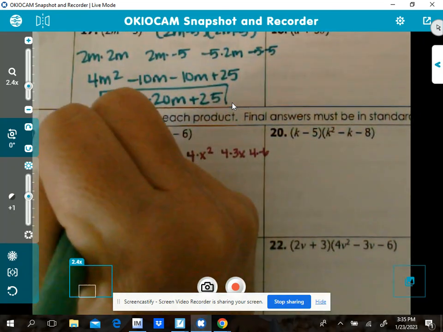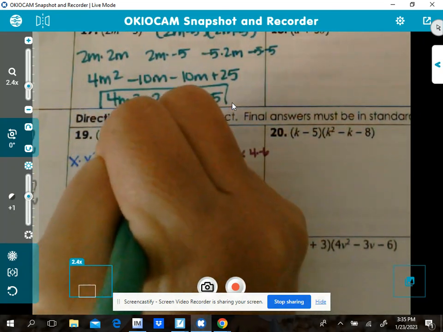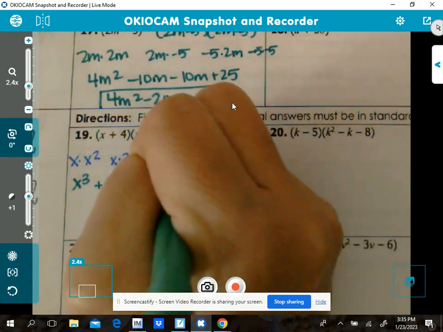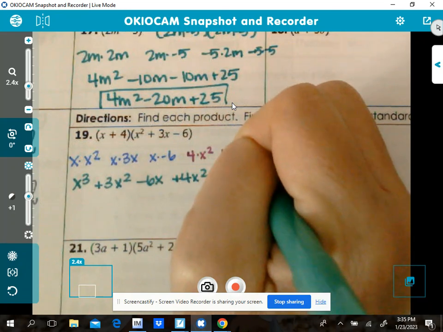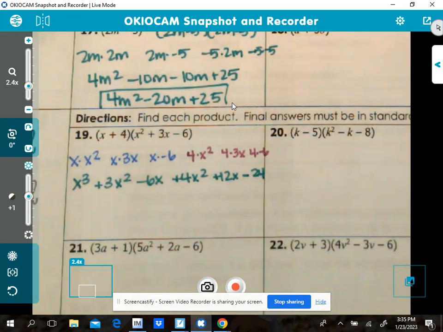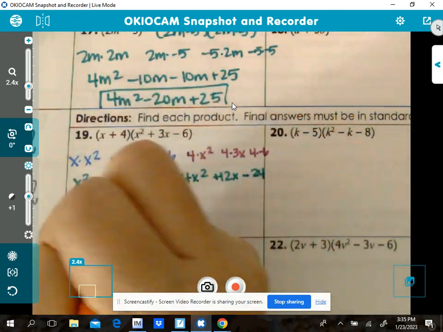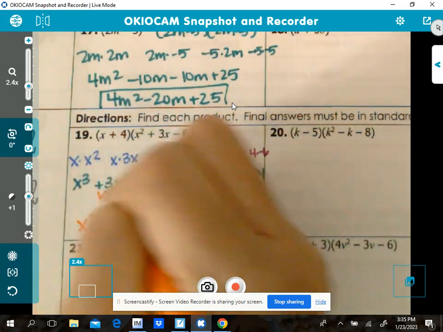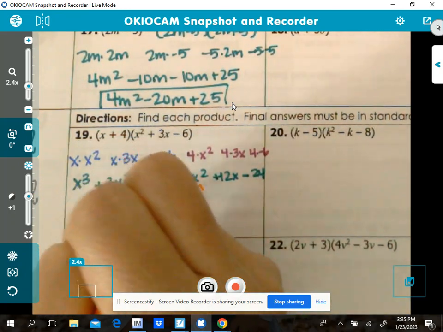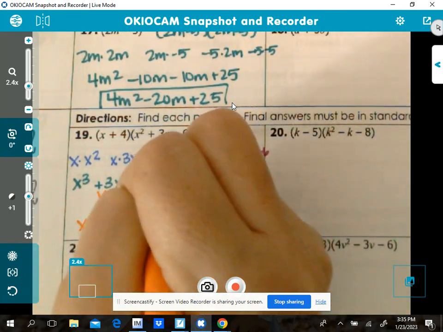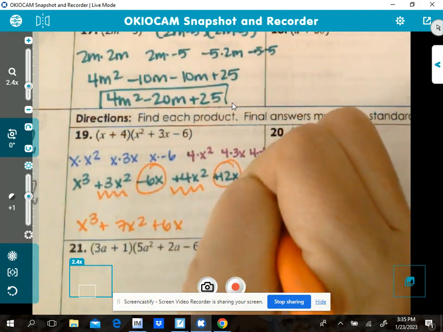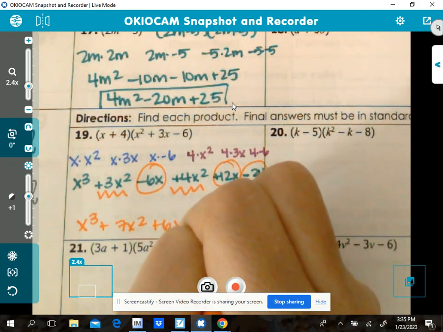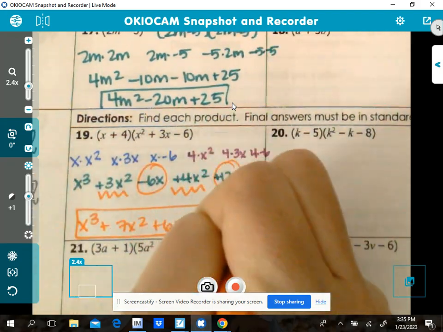That's x cubed plus 3x squared minus 6x plus 4x squared plus 12x minus 24. And now we're going to combine like terms. So x cubed is part of our answer. 3x squared plus 4x squared is 7x squared. Negative 6x plus 12x is positive 6x. And then we're going to put this minus 24 down there with it.